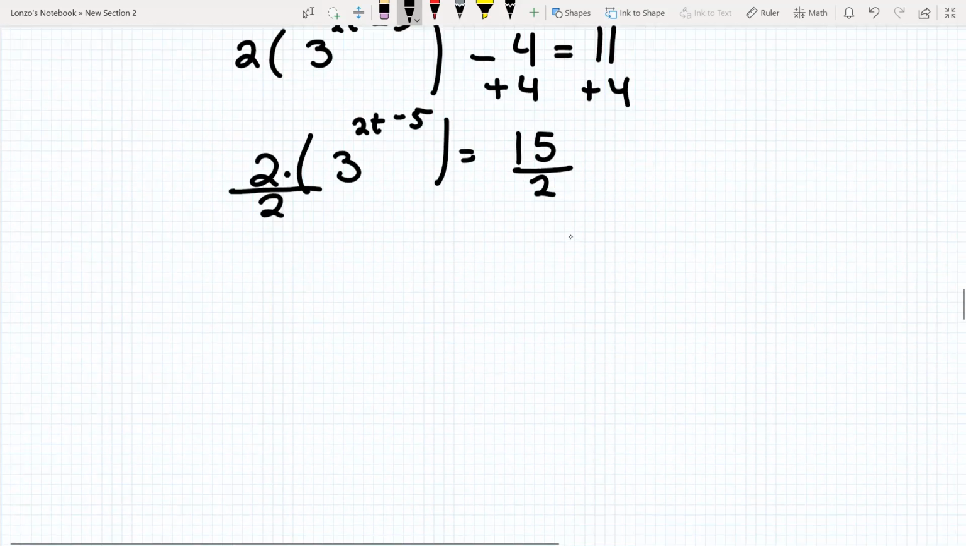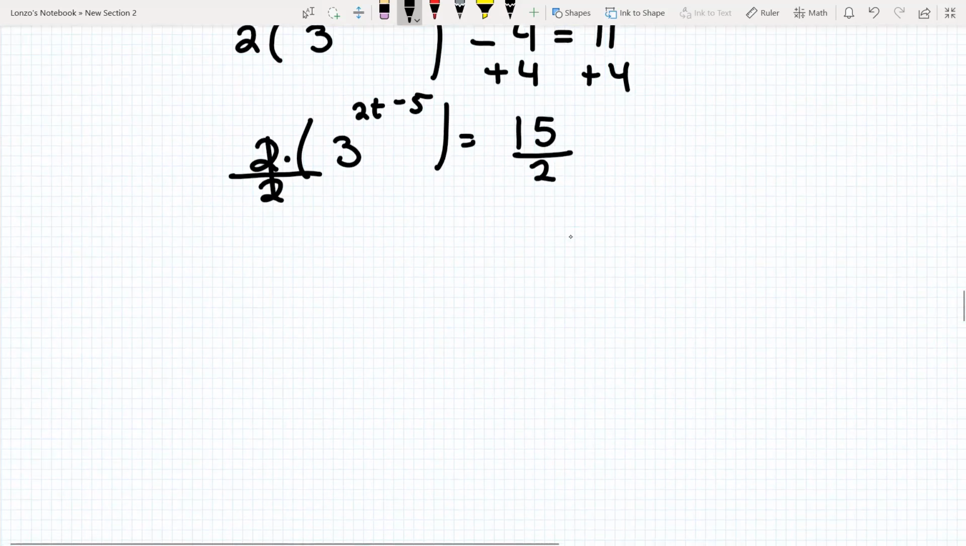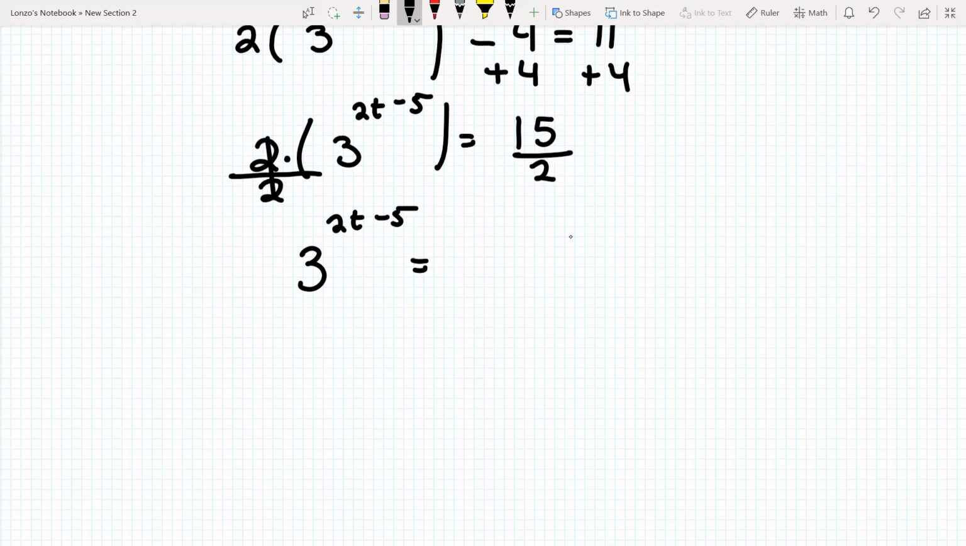So this cancels, and you're left on the left side with 3 raised to the 2t minus 5 equals 15 over 2. It comes out evenly as 7.5, so I'll keep it as 7.5 because the decimal doesn't keep going forever. As you can see, there's no way we could put these numbers into a common base.